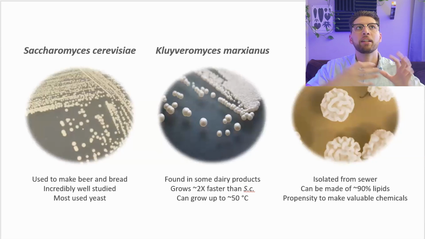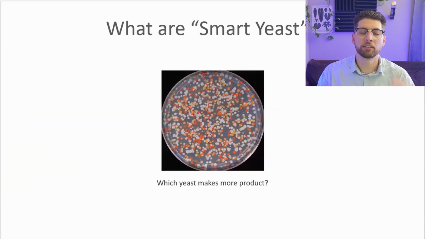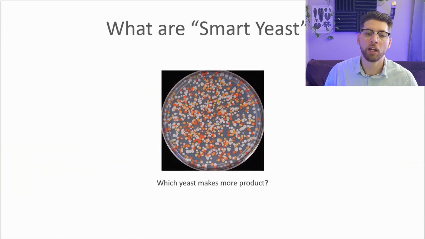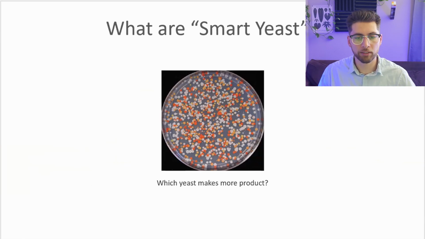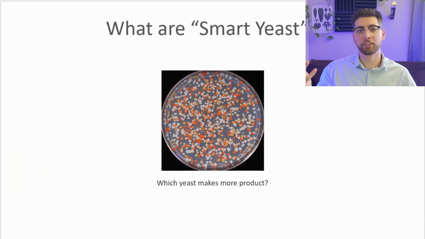Next, I want to define exactly what I mean by smart yeast, because this is not technically a term that's used in the literature, but it's a term that I like to use and that I'm using for this presentation. So commonly, we want to produce some product in yeast. Sometimes we get lucky and it's a colorful compound. So perhaps it's something like beta-carotene, which has a deep red color.